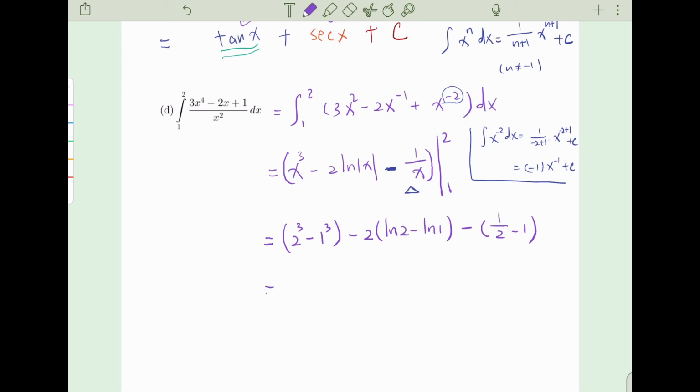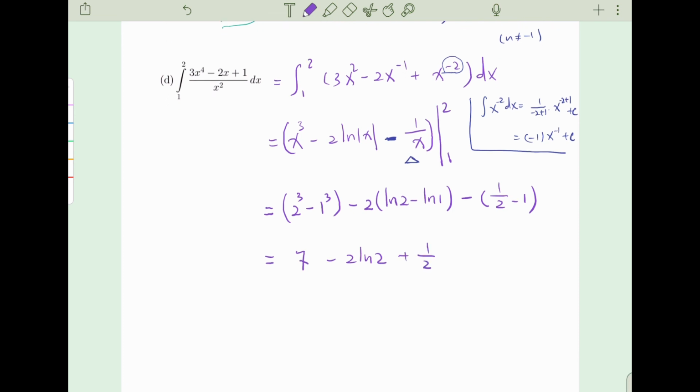So that is 8 minus 1, which is 7. For the second term, ln 1 is 0, so we just have minus 2 ln 2. And for the last term, that is just plus 1 over 2. So the final answer is negative 2 ln 2 plus 7 and 1 over 2, that is 15 over 2.